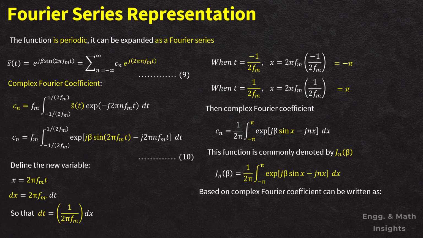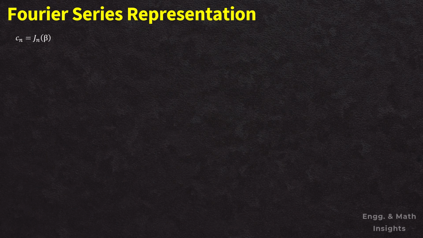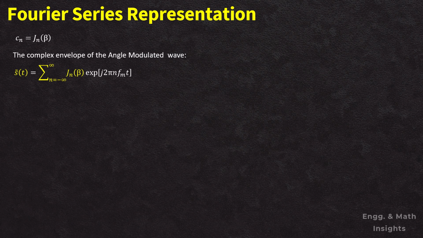Based on this, the complex Fourier coefficient can be written as cn is equal to Jn(beta), and by putting this expression we can write s tilde of t as summation from n equal to minus infinity to infinity Jn(beta) e to the power j 2 pi n fm t. Identify this as equation number 11.